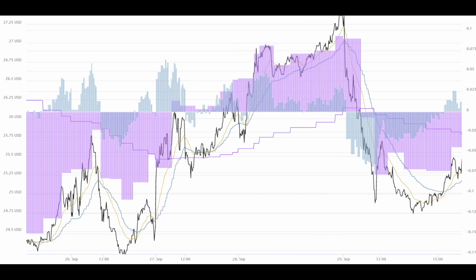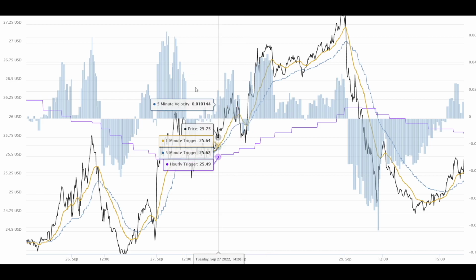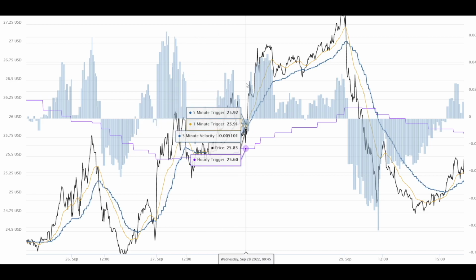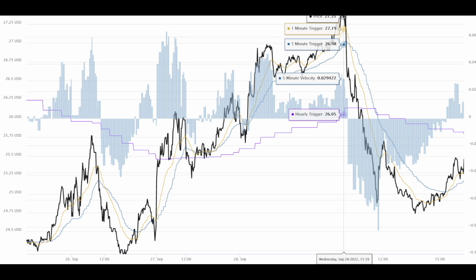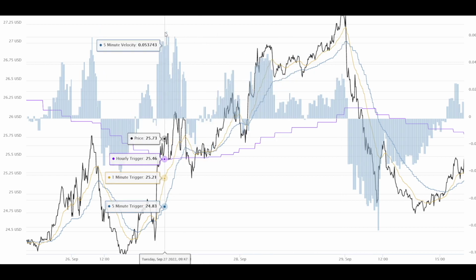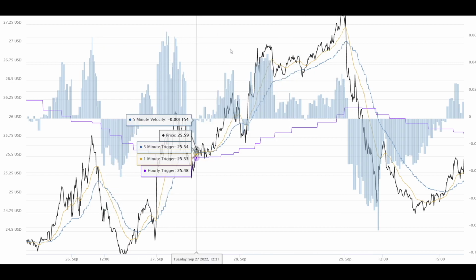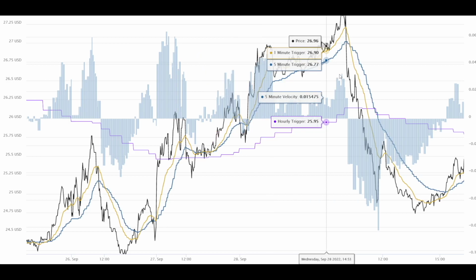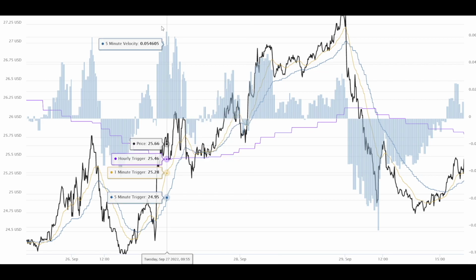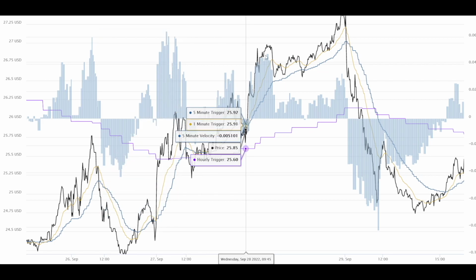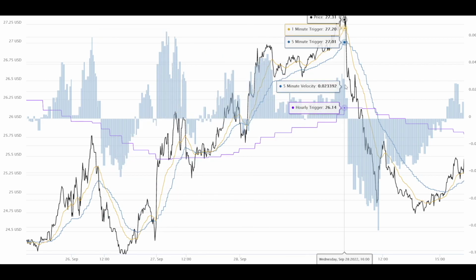But when you keep having divergences like this on the 5-minute, it's telling you something's off. And then finally, when we make this last high, you can see how low the 5-minute velocity was. If you draw a trend line from this high to this high to this high to this high, you can see that the 5-minute velocity rejected right off the trend line. So it's always important to draw trend lines off velocity as well.